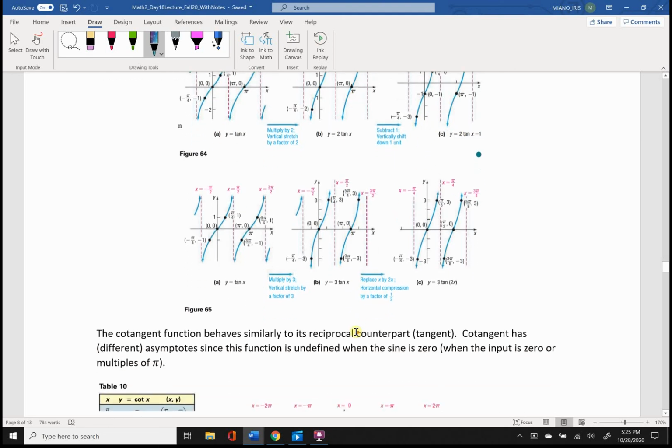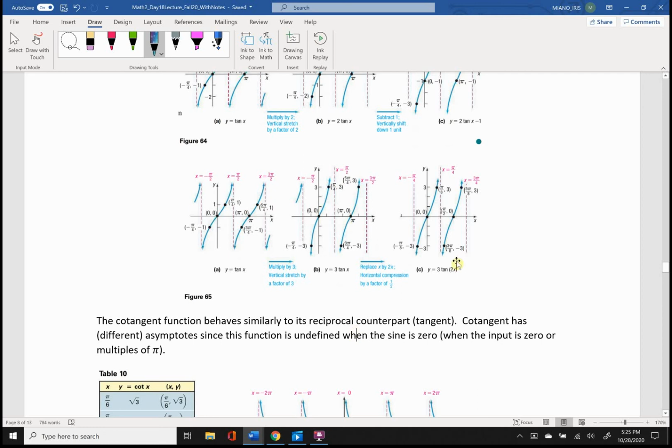Okay, now if we had some manipulation directly on x, then that's going to change the period. So not only do we have a vertical stretch by 3 in this example for figure 65, which changes, of course, the vertical positioning of a couple of these key points, it also changes their horizontal positioning by virtue of changing the period to pi over 2 in this case.